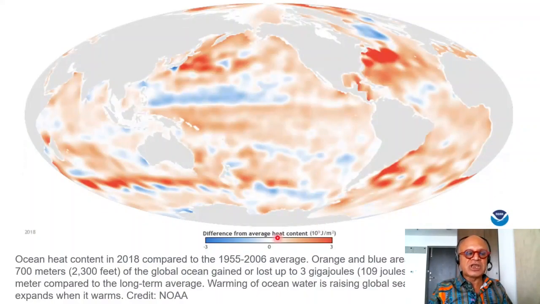So here is ocean heat content in 2018 compared to a 1955 to 2006 baseline. Orange and blue areas show where the upper 700 meters of the global ocean gained or lost up to 3 gigajoules, 10 to the 9 joules, of heat energy per square meter. Massive amounts compared to the long-term average. Warming of the ocean water is raising global sea levels because water expands when it warms.